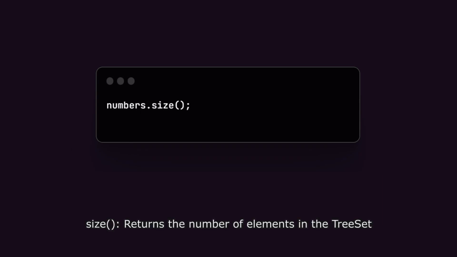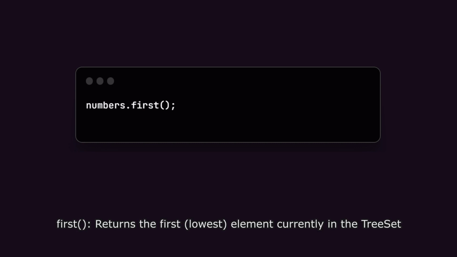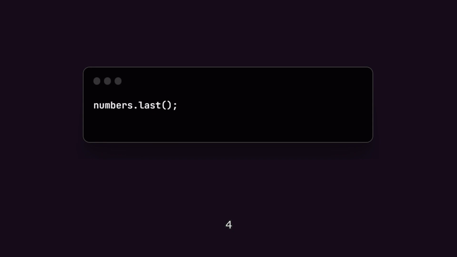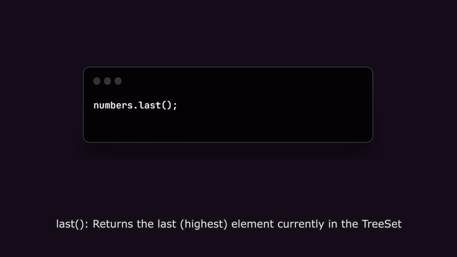2. size() returns the number of elements in the TreeSet. 3. first() returns the first, lowest element currently in the TreeSet. 4. last() returns the last, highest element currently in the TreeSet.